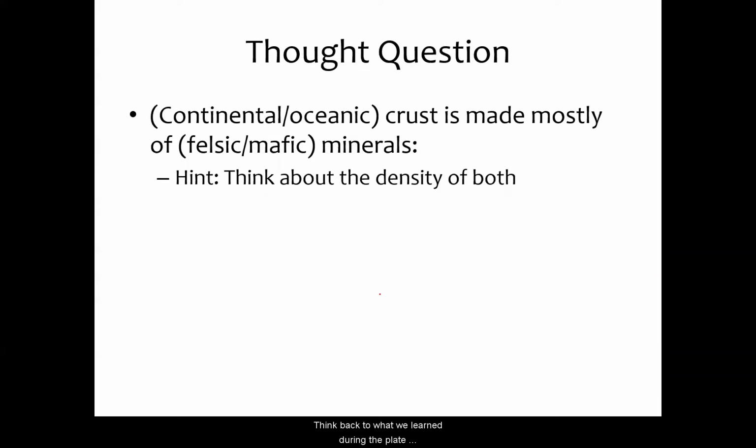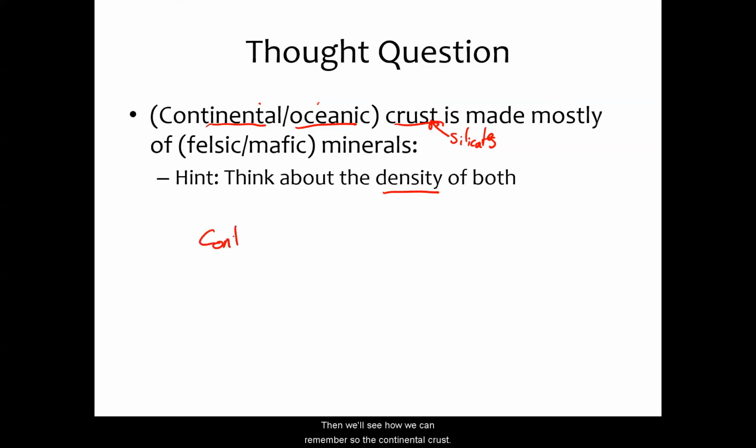So let's think back to what we learned during the plate tectonics lectures about the density of continental and oceanic crust, because we can use that to remember which type of crust is made of which type of minerals. Both types of crust are mostly made of silicate minerals, right? The crust is mostly silicates. One of these types is mostly mafic minerals, and one of these types is only felsic. So take your guess, which is made of which. And then we'll see how we can remember.